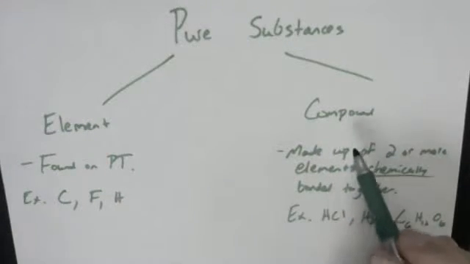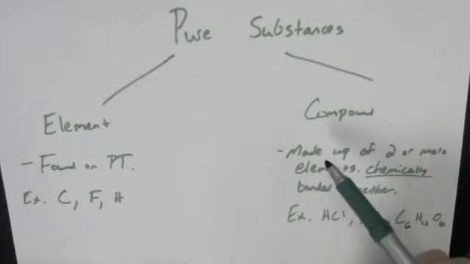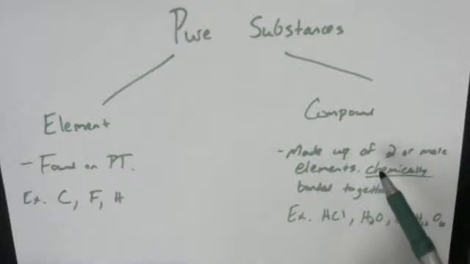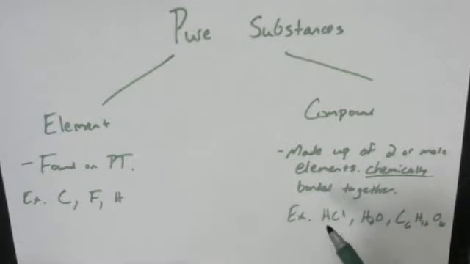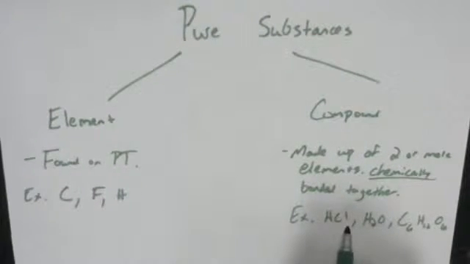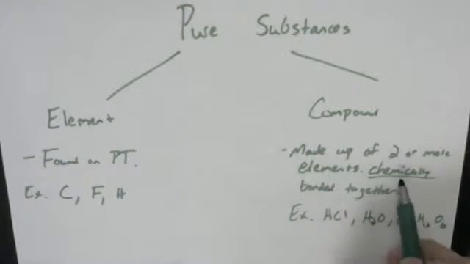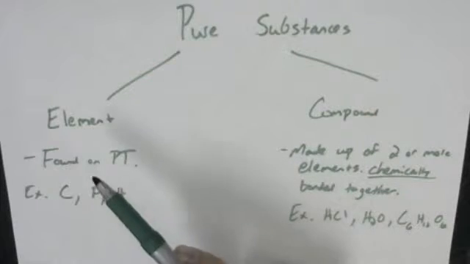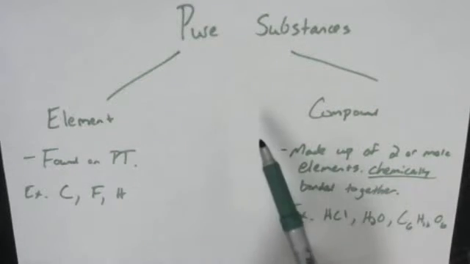Okay. And we also have what's a compound. That's made up of two or more elements and is chemically bonded together. Like right here, we have hydrochloric acid, H2O, which is water, and we have sugar, glucose, which is C6H12O6. That is a compound. It has to be. It's chemically bonded. It's a big thing. All right, an element is just one by itself.